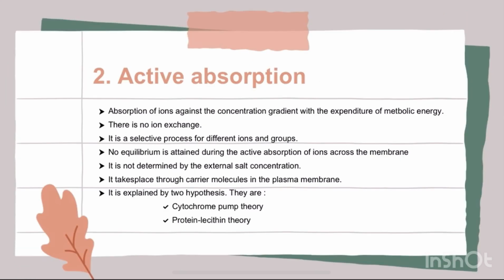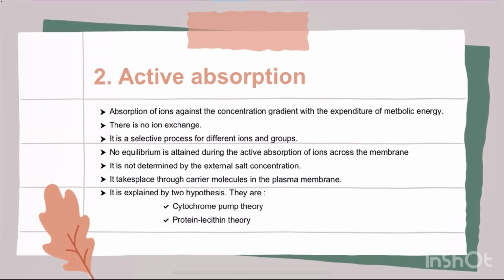Active absorption. Absorption of ions against the concentration gradient with the expenditure of metabolic energy. There is no ion exchange. It is a selective process. No equilibrium is attained during the active absorption of ions across the membrane. It is not determined by the external salt concentration. It takes place through the carrier molecules in the plasma membrane. It is explained by two hypotheses: cytochrome pump theory and protein lecithin theory.